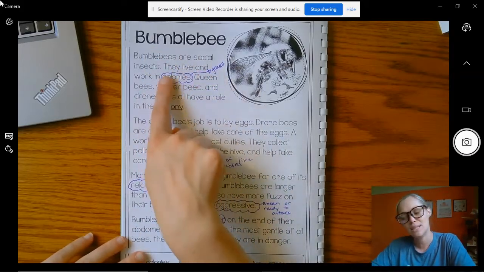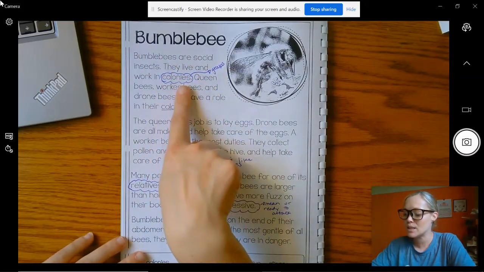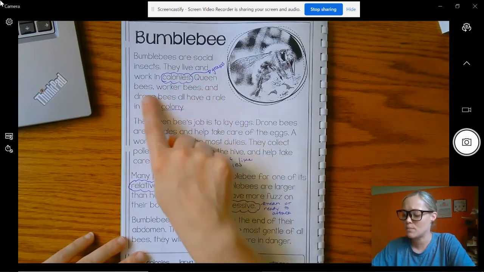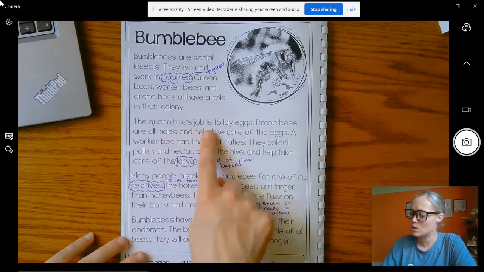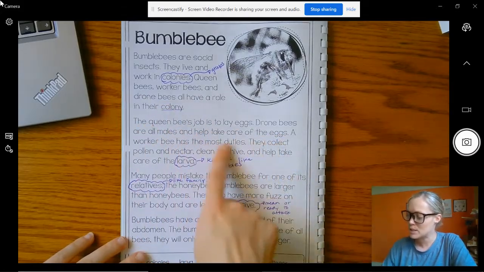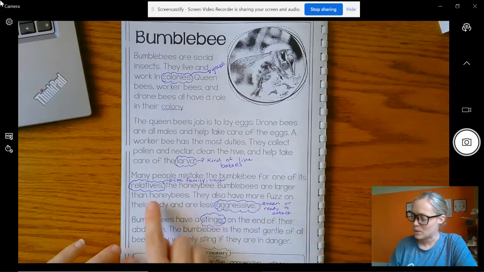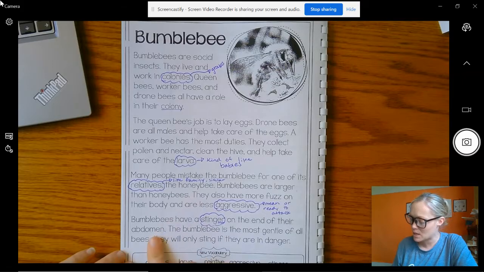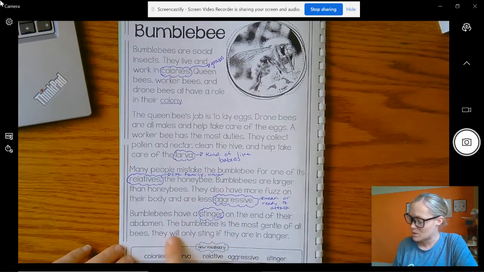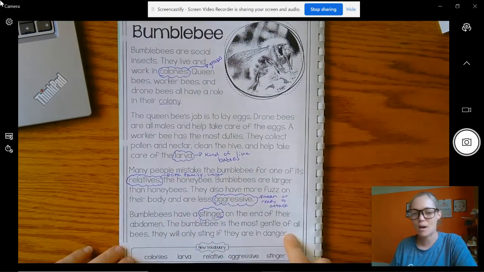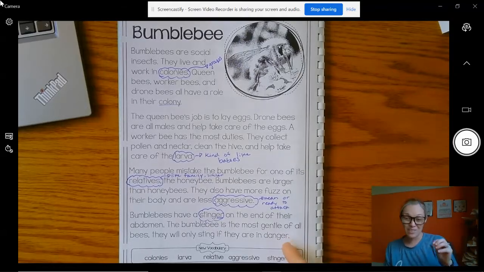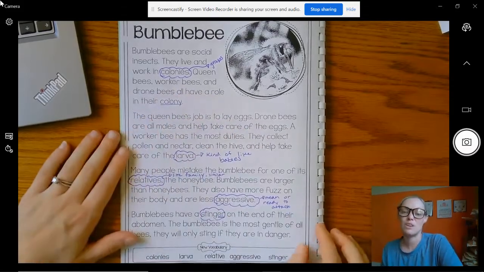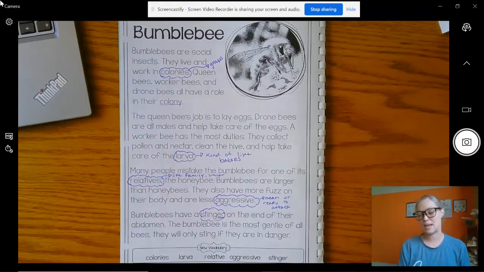Bumblebees are social insects. They live and work in colonies. Didn't tell me where. Queen bees, worker bees, drones. This tells me all about the duties of everyone, what they do. This tells me the difference between a bumblebee and a honeybee. And this tells me about stingers. So I did not find where it lives. I'm going to have to use a different source or a different text to figure out where it lives, because that question did not get answered.